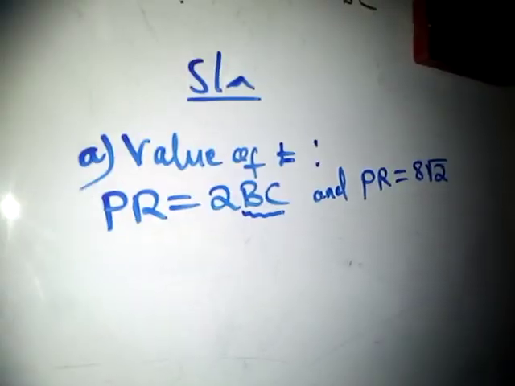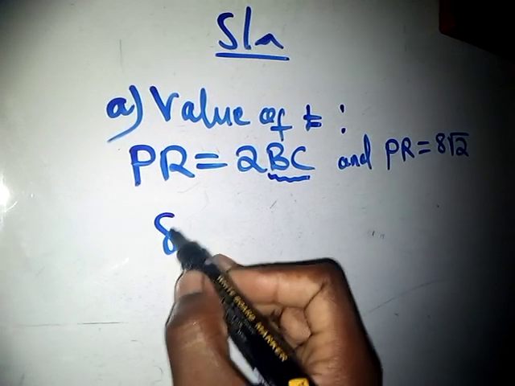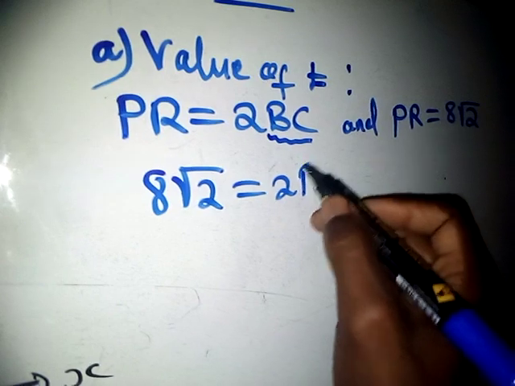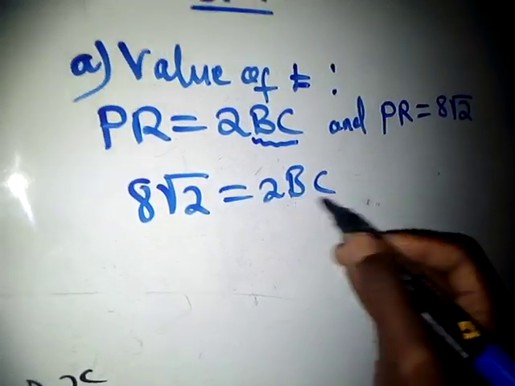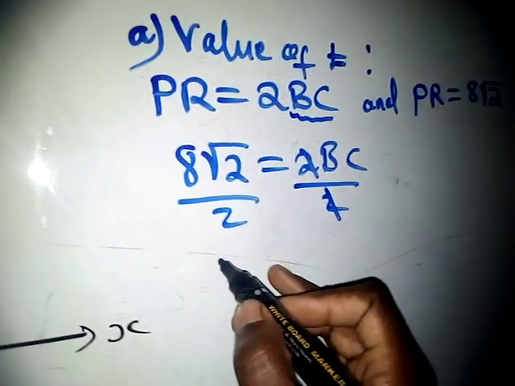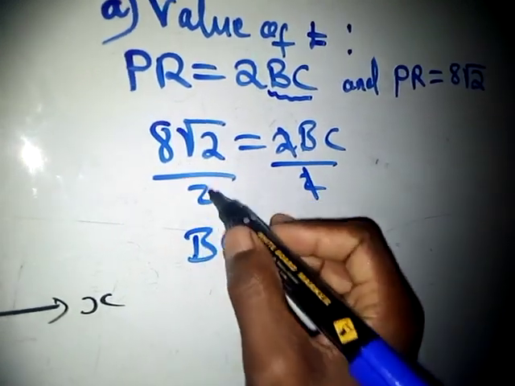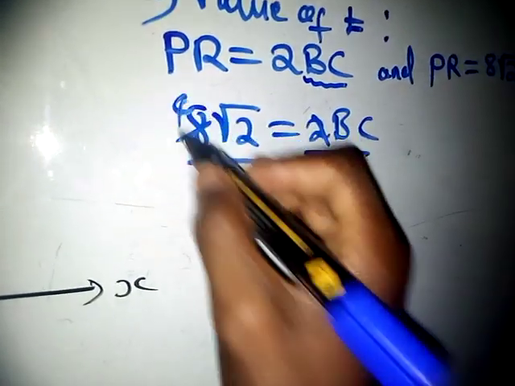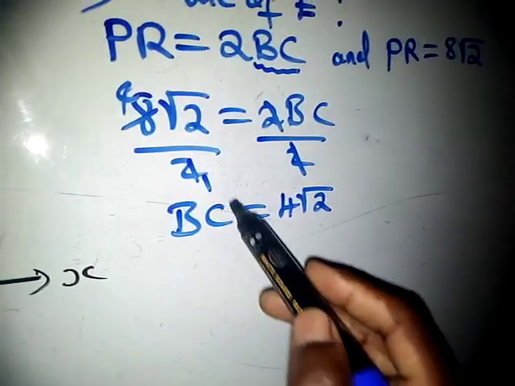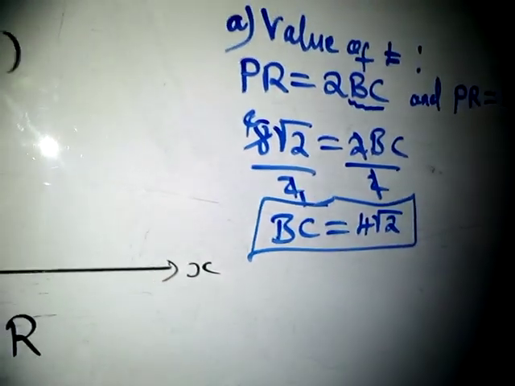We're going to write, where the PR, we'll write 8 root 2 equals 2BC. Then we make BC the subject by dividing by 2. We cancel the 2's. We have BC equals 2 into 2 is 1, 2 into 8, that's 4. So we have 4 root 2. This is the length of line BC.